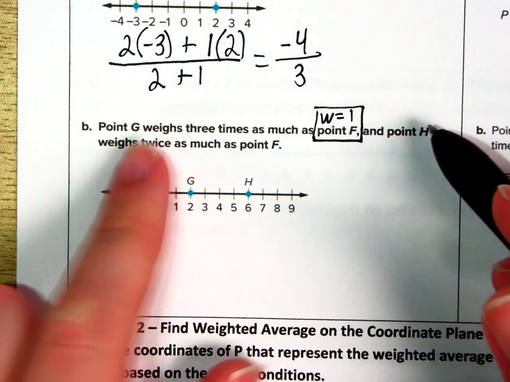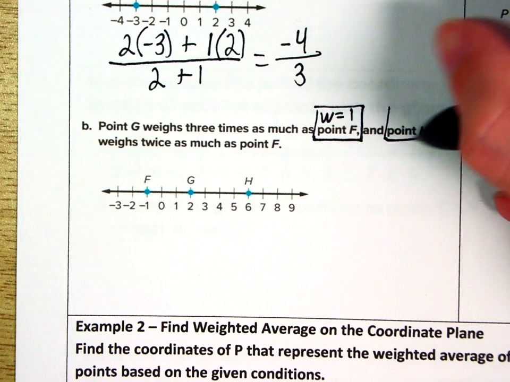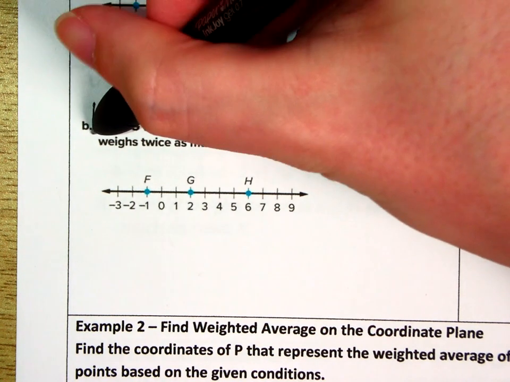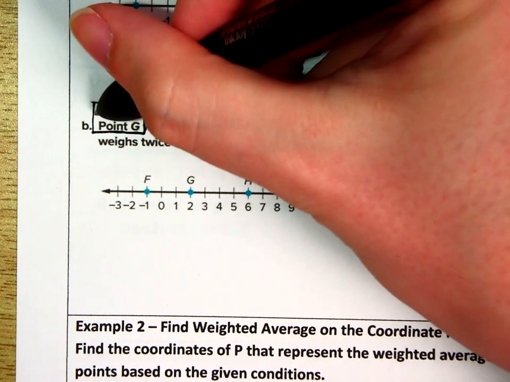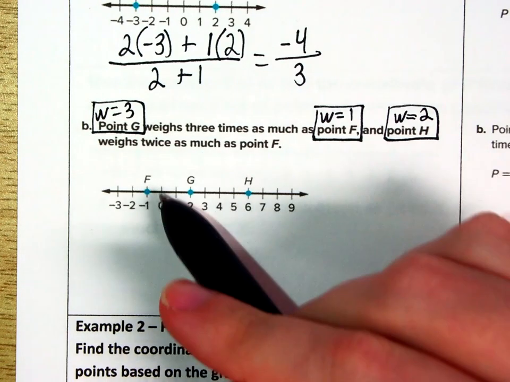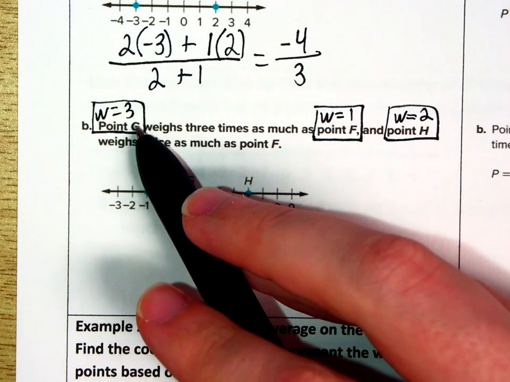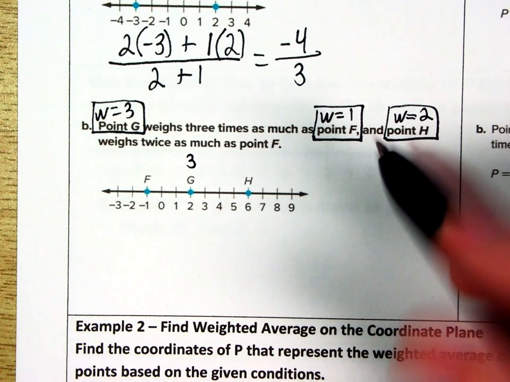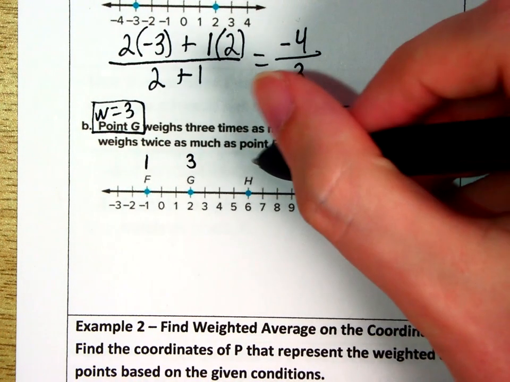Point H weighs twice as much. So point H will have a weight of 2. Point G weighs 3 times as much as F, so it has a weight of 3. We again are going to place these numbers over their points on the number line. G has a weight of 3, so I'm going to place a 3 over the G. F has a weight of 1, so I'm placing a 1 over the F. H has a weight of 2, so I'm placing a 2 over the H.